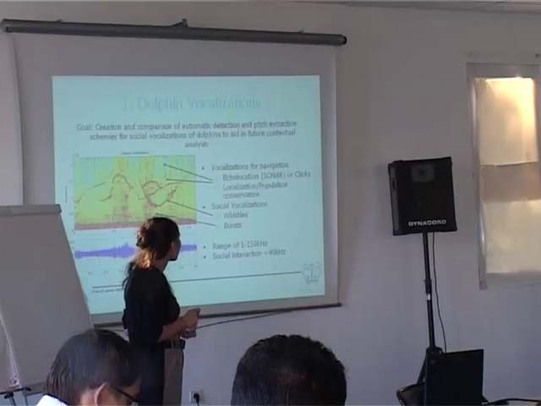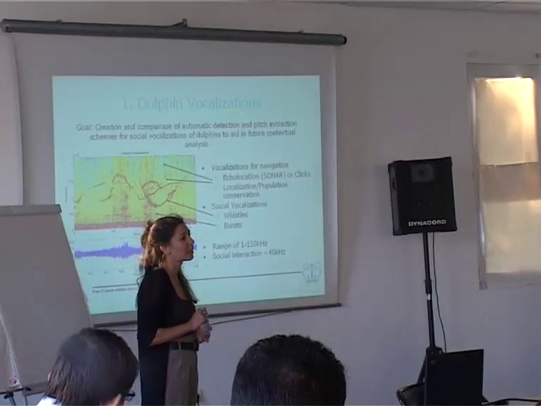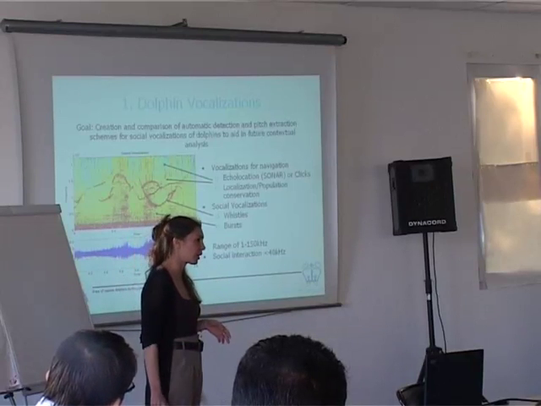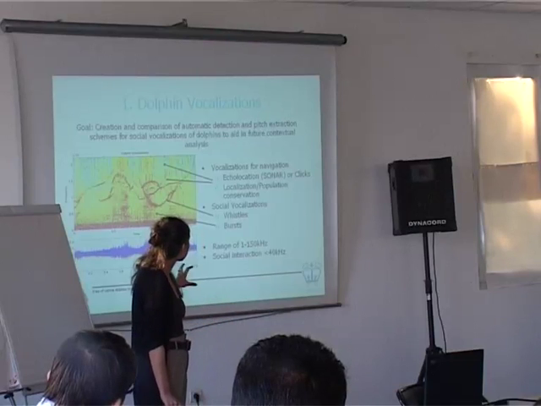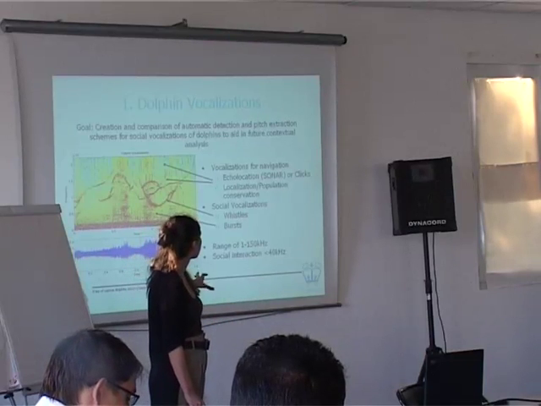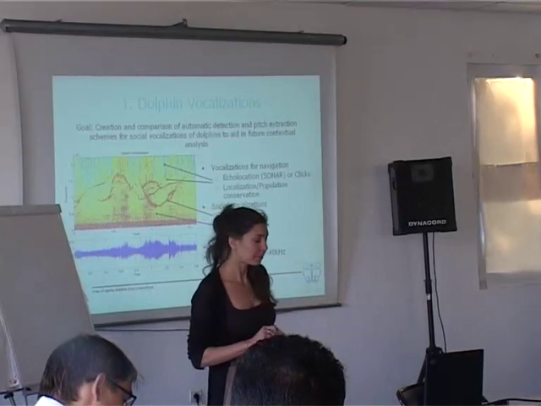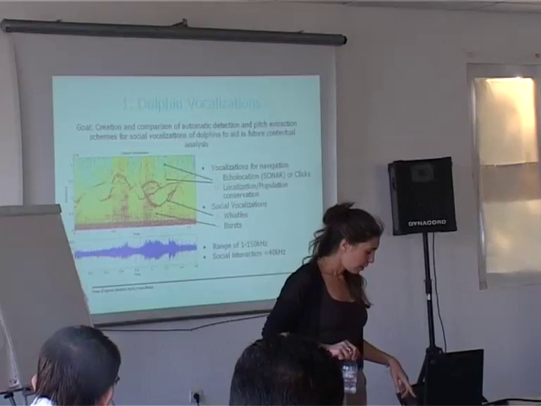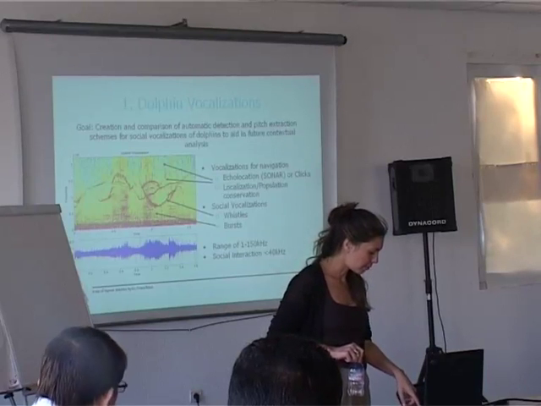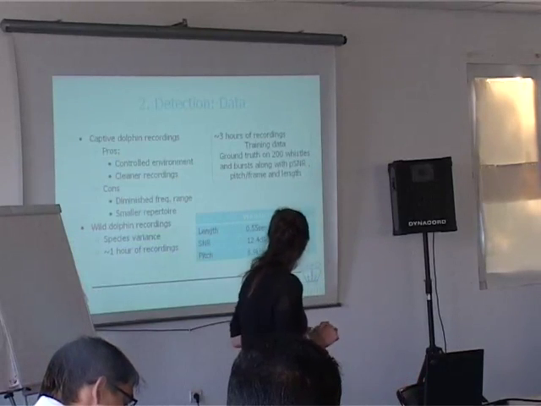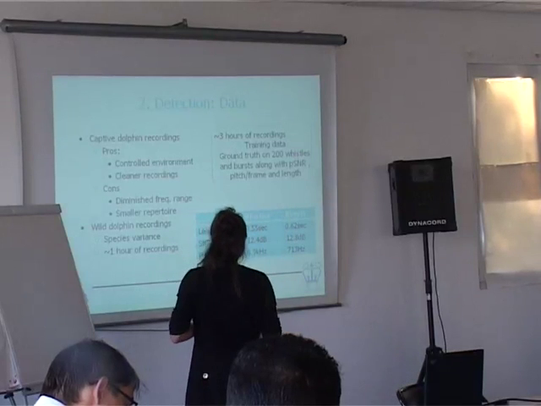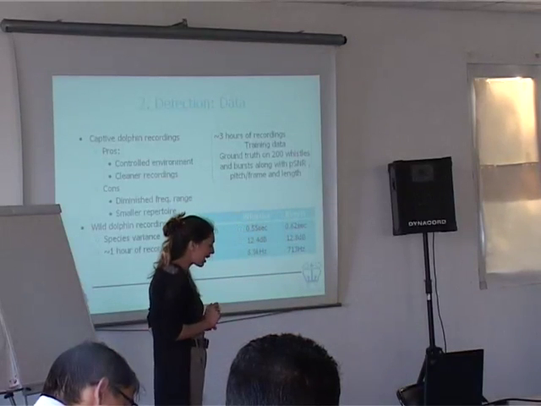Now, dolphins can vocalize in a huge range, anywhere from 1 to 150 kilohertz, which is extreme, but social vocalizations are usually found below 40 kilohertz. So how did I have to do this? And what type of data did I have?